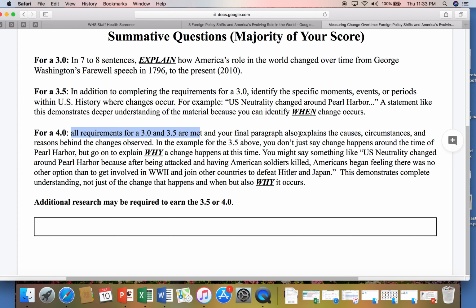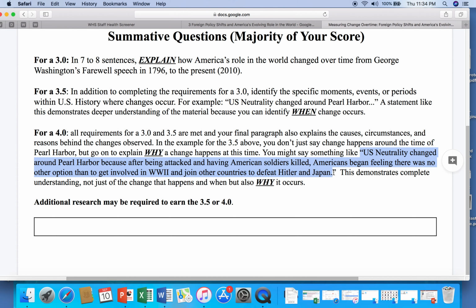Now in your final paragraph, you're also going to explain the causes, circumstances, and reasons behind the changes that you observed. So in the example for the 3.5 above, you don't just say change happens around the time of Pearl Harbor, but you go on and explain why a change happens at this time. So you might say something like this. U.S. neutrality changed around Pearl Harbor because after being attacked and having American soldiers killed, Americans began feeling there was no other option than to get involved in World War II and join other countries to defeat Hitler and Japan. So basically, we've identified the change that happens, when it happens, and now we're starting to explain why it happens.